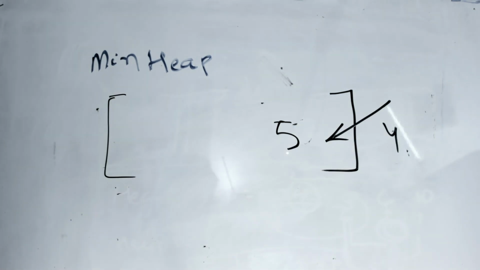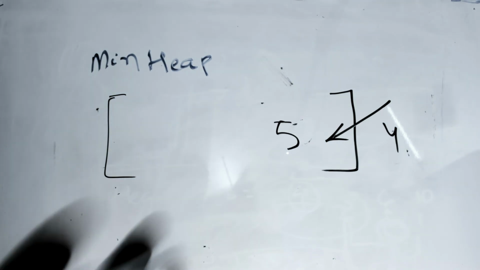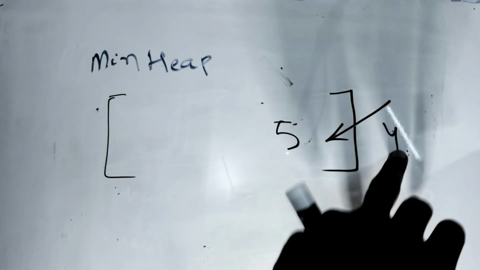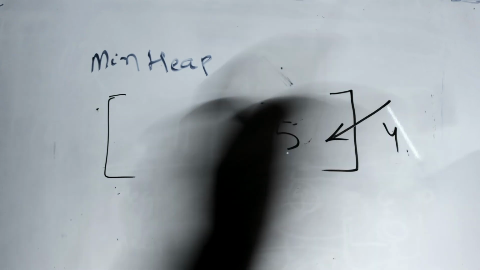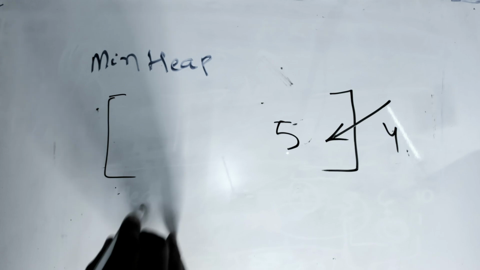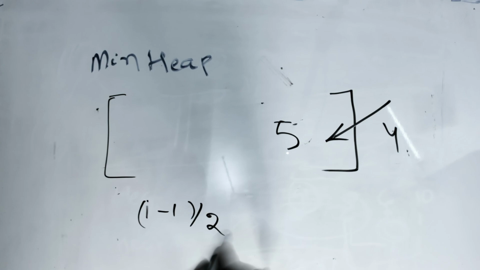Now what's going to happen is it will check what is the parent of 4. See it as a binary tree, where every node has 2 children. Think this is the left child. So to find the parent, we will do (i minus 1) by 2.